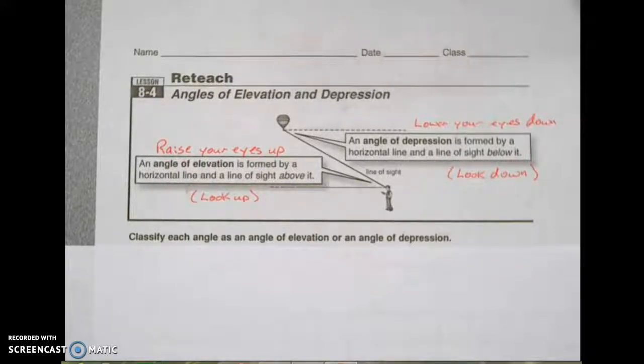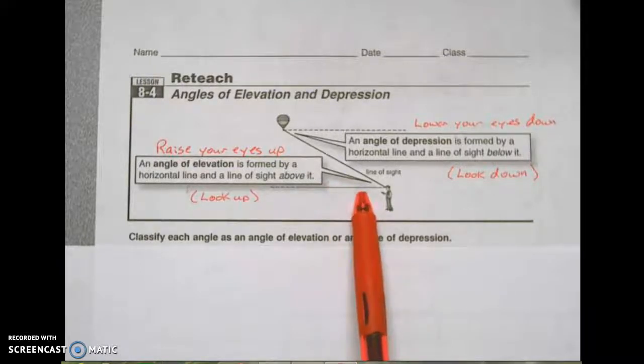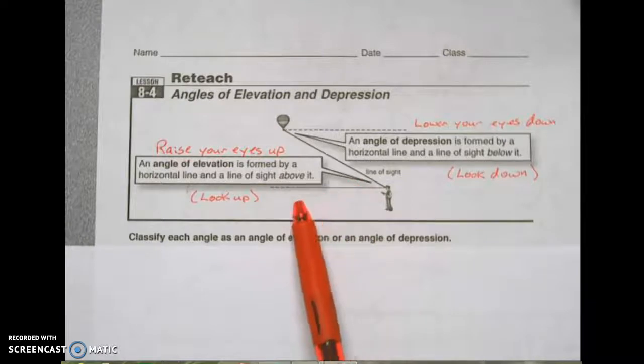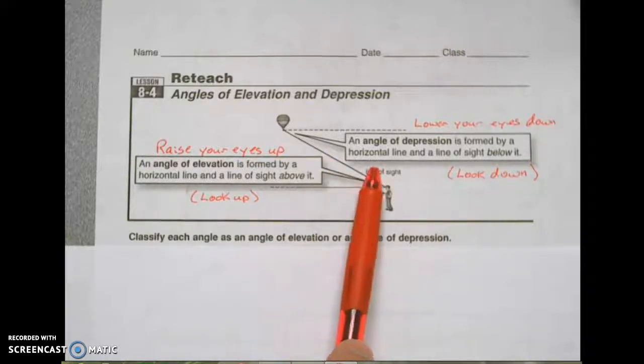Today we're looking at the Reteach 8-4, our angles of elevation and depression. When you're looking at an angle of elevation, wherever your eyes are straight ahead is your horizontal line, and if you have to look upward or raise your eyes up, you have an angle of elevation. If you're looking straight ahead, that horizontal line, if you have to look down to see something, you're lowering your eyes or looking down, you have an angle of depression. Elevation going up, depression going down.